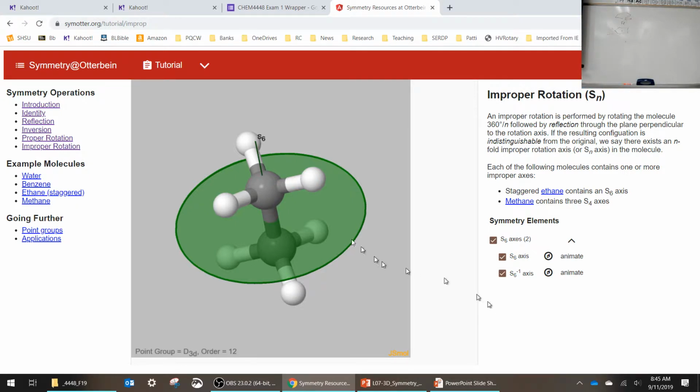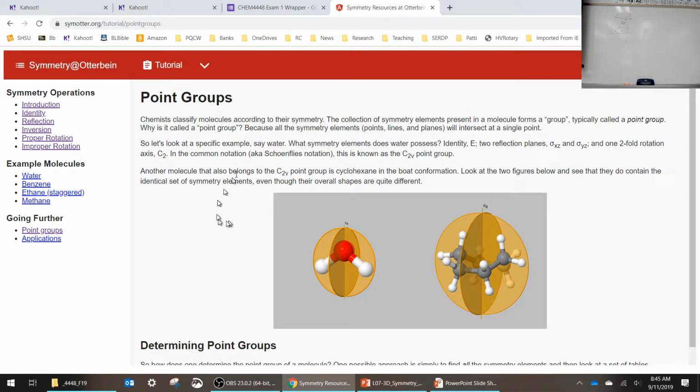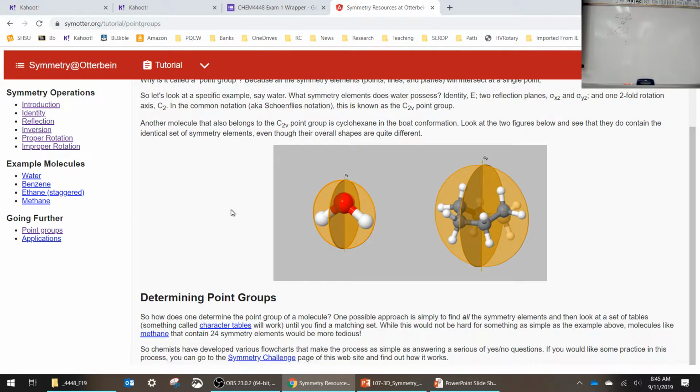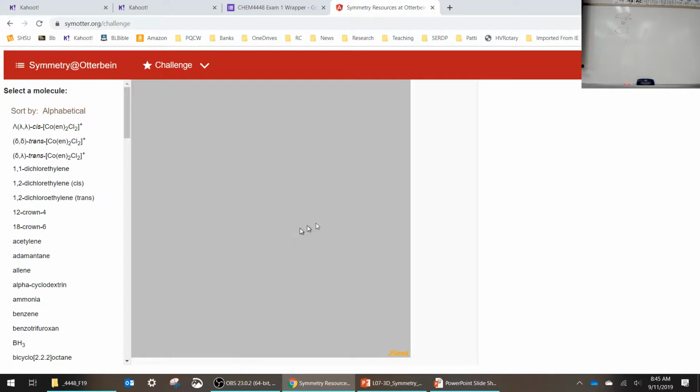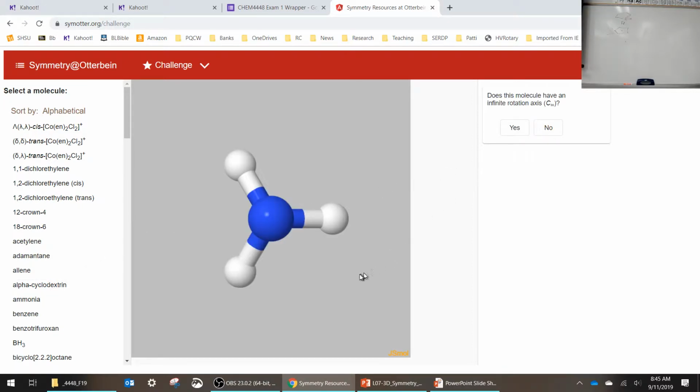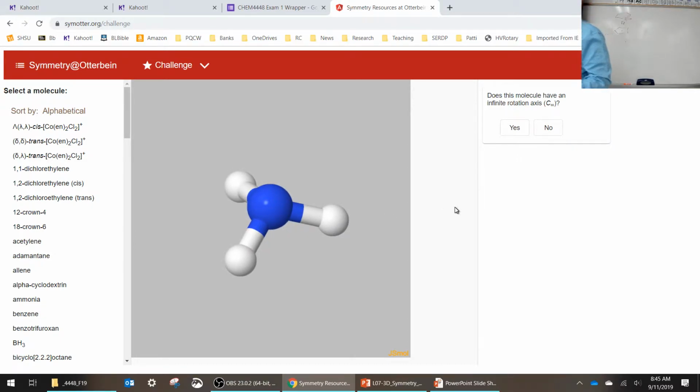Right. So let's go on to going further, the point groups. So we have a little description of what it means in terms of point groups. And then we had this symmetry challenge, these flow charts. So let's do ammonia. That'll be an easy one to start with. Okay. And so the first question, we haven't really talked. Okay, the first question is asking about an infinite reflection axis. So let's discuss what that means.